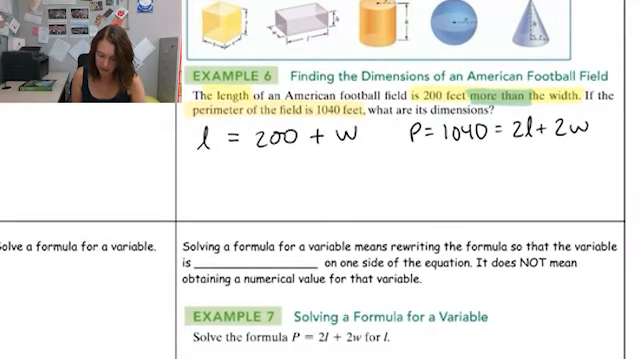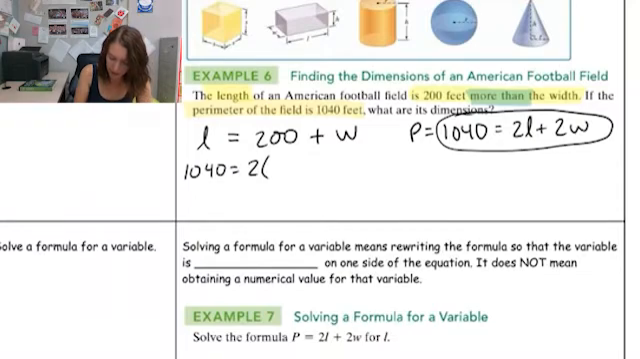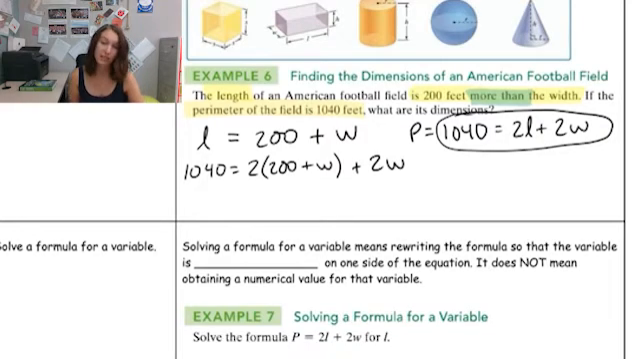All right. So now we can use this format and input this 200 plus W into L. So do a little bit of substitution. 1040 equals 2, and then instead of L, I'm going to substitute 200 plus W plus 2W. So this is one way to do it.